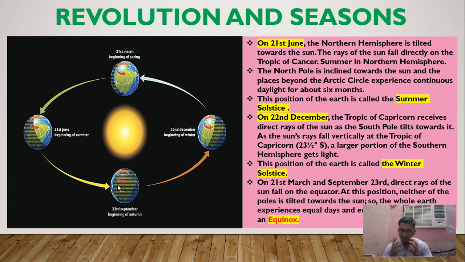So इस तरह से we had studied about the summer solstice, then winter solstice and equinox. Equinox वाली position कौन सी होती है? This one, when sun's rays are falling directly on the equator and days and nights are equal. When days and nights are equal, then this situation on Earth is known as equinox. Okay.